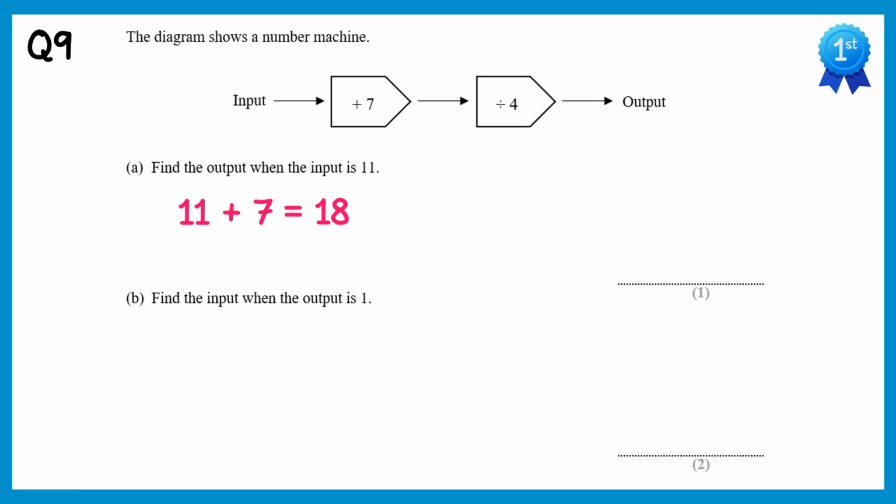And then we need to divide this by 4, so 18 divided by 4, and remember you can use your calculator for this, that gives you 4.5. So the answer to part A is 4.5. Now part B is a little more difficult.